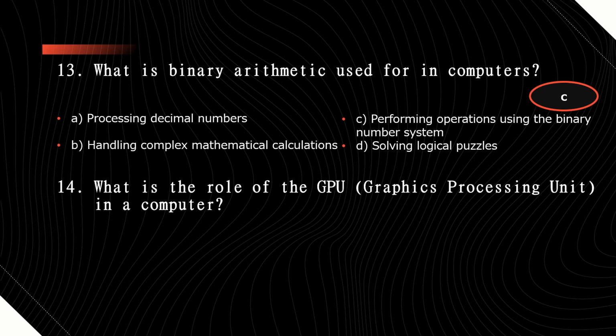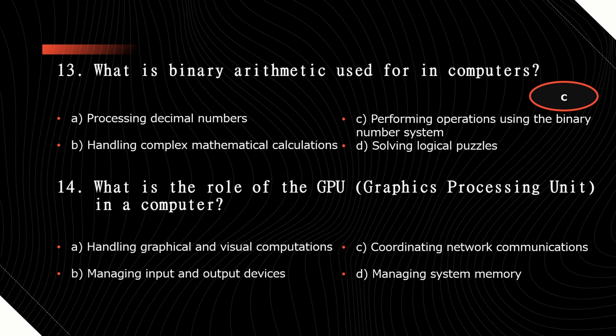What is the role of the GPU in a computer? Options. A. Handling graphical and visual computations. B. Managing input and output devices. C. Coordinating network communications. D. Managing system memory. Answer. A. Handling graphical and visual computations. The GPU is responsible for processing and rendering graphics and images, critical for gaming and multimedia applications.